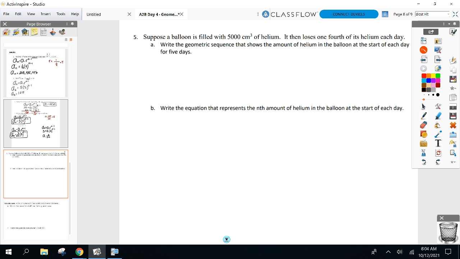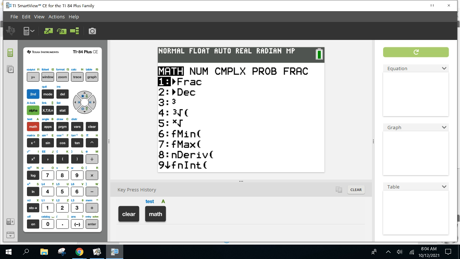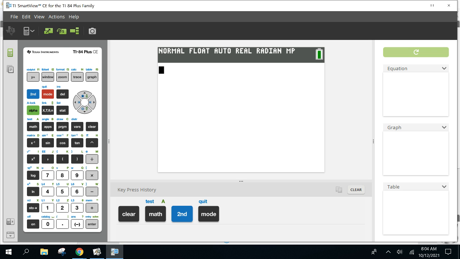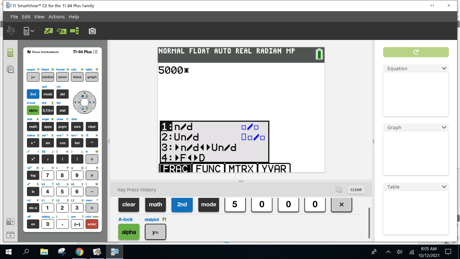All right. So what's my first term in the sequence? 5,000. All right. So let's talk about how do I figure out how much is left in the balloon on day 2 now. We know it loses 1/4, right, of helium each day. So let me grab my calculator. I know I have 5,000 cubic centimeters in there now. What can I do with the 5,000 and the 1/4? Multiply it, right? So times 1/4.